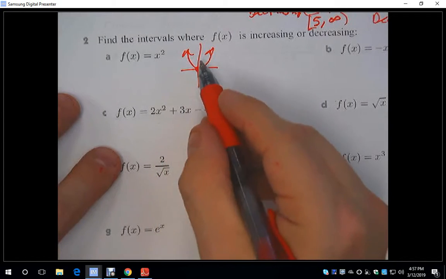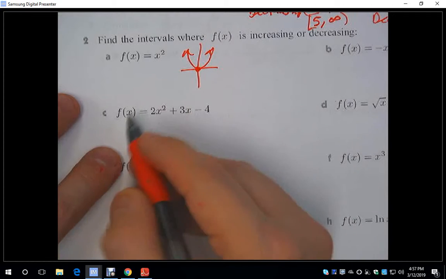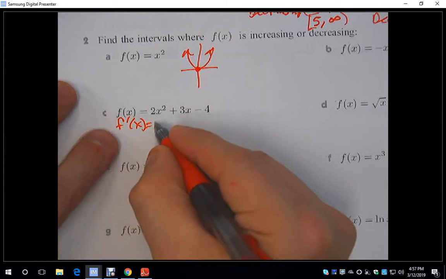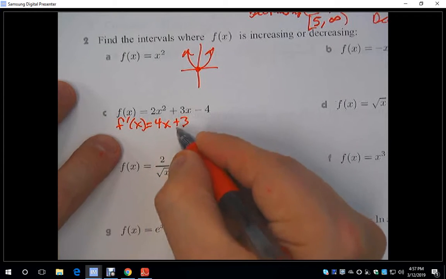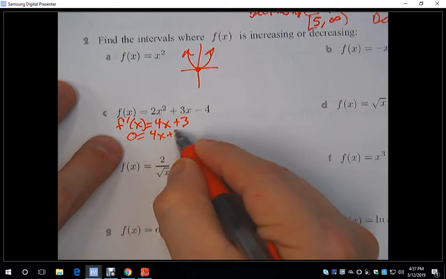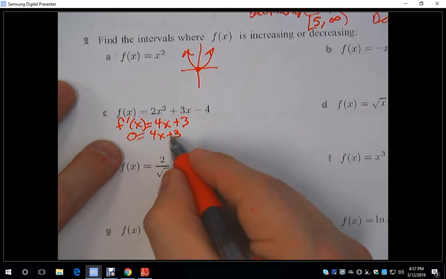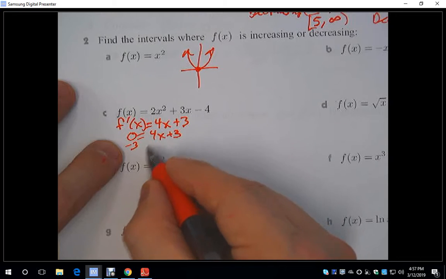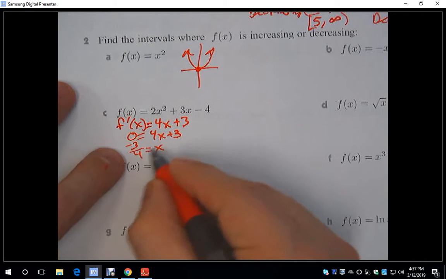I'm going to find out where my slope is 0. So I'm going to take the derivative of this. f prime of x equals 4x plus 3. I'm going to make my slope 0, so I have 0 equals 4x plus 3. I'm going to solve for x. I'm going to subtract 3 from both sides, and then divide by 4. So that gives me that x equals -3/4.